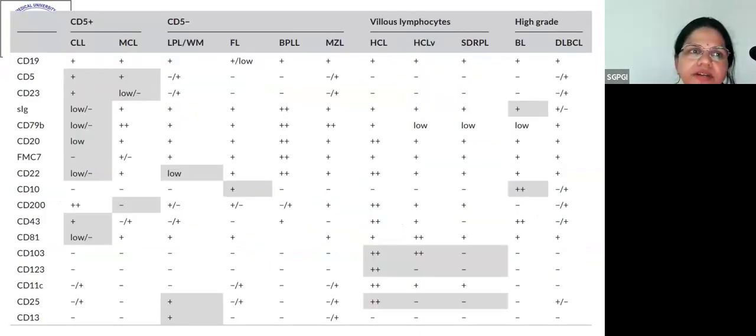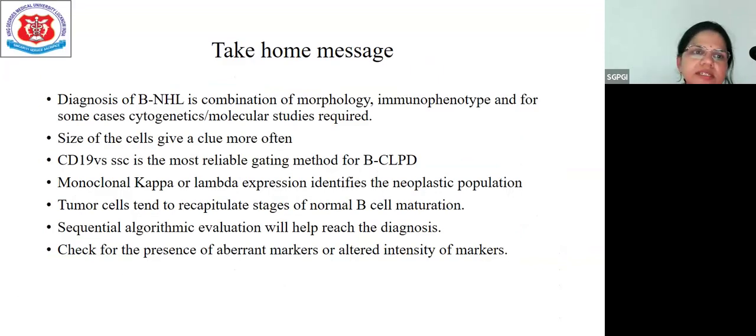So in brief, this is a tabular chart showing all the BCLPDs and the expression of various markers, which I have just explained. And the take-home message: diagnosis of BNHL is a combination of morphology, immunophenotype, and in some cases, we require cytogenetic and molecular studies also. Size of the cells gives a clue more often. 19 versus side scatter is the most reliable gating method for BCLPD. And we have to check for the expression of the kappa or lambda restricted population, or the clonal population.